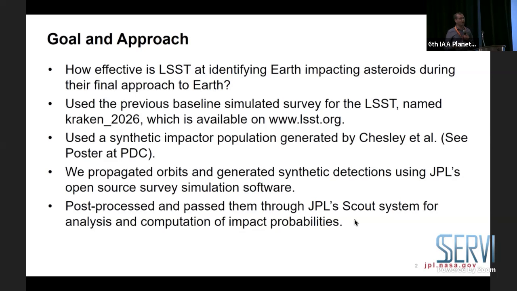So we used one of the simulated LSST baselines, which is available on their website. We used a synthetic impactor population that was generated by Steve, who happens to have a poster at PDC. We propagated the orbits and generated synthetic detections using an open source simulation software that we developed at JPL. And we post-processed these and passed them through JPL's Scout system, which you heard about from Davide, for computing impact probabilities.